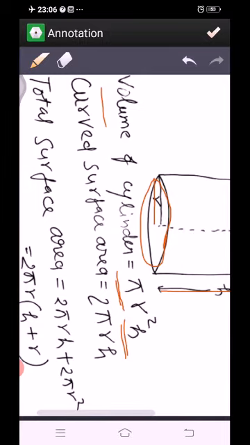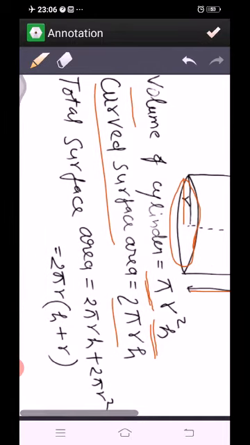So curved surface area will be 2 pi r h. Now total surface area means curved surface area plus base area. So we have here two bases. One base area is pi r square, so there are two bases, that will be 2 pi r square. Curved surface area is 2 pi r h. Added to base area, we take 2 pi r common, then we get 2 pi r into h plus r. This is the total surface area of a solid cylinder.